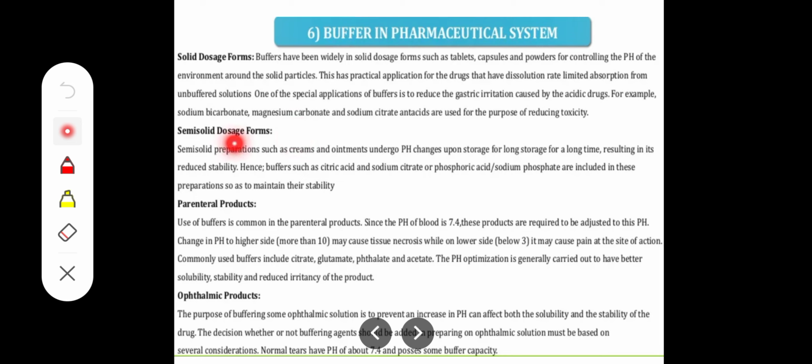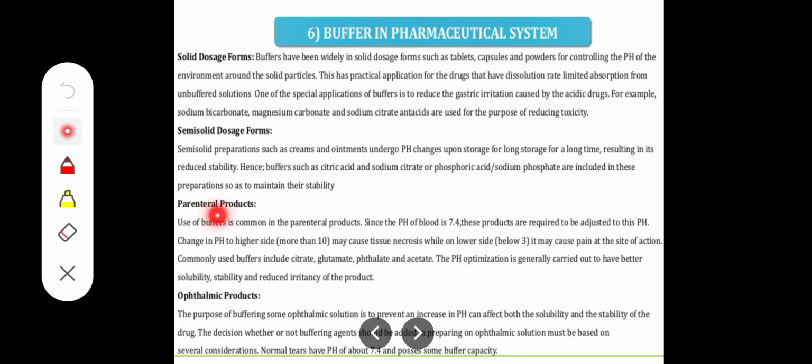So in solid dosage forms the buffer has a major role. Now when we come to the semi-solid dosage form, it is not completely solid, it is semi-solid, right? Semi-solid preparations, for example creams and ointments, undergo pH change upon storage. Of course, this happens in long storage, resulting in reduced stability. The stability will be compromised. Hence buffers such as citric acid and sodium citrate, or phosphoric acid and sodium phosphate, are included in these preparations so as to maintain their stability and their pH during storage and during usage.